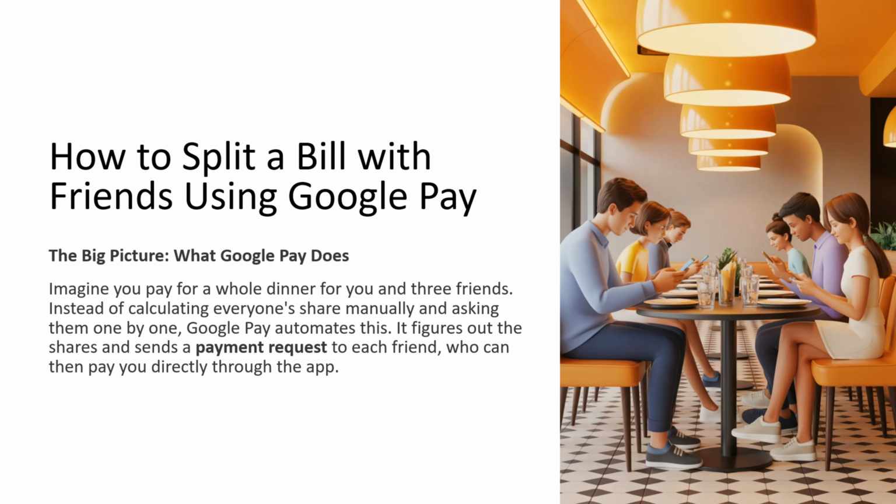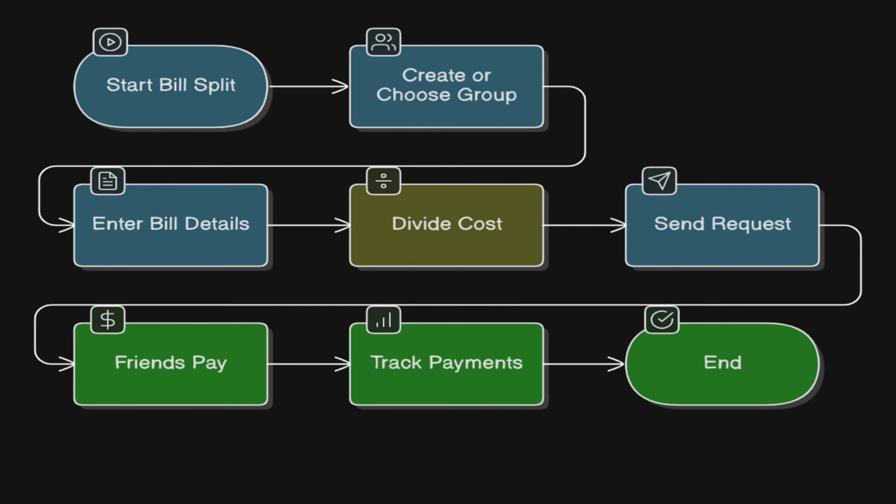Here you can see the high level flow of the Google Pay bill split functionality. Start the bill split, then create a group or choose a group, then enter the bill details, then divide the cost, then send the request for friends to pay, then track the payments, and end. We will see it in detail.